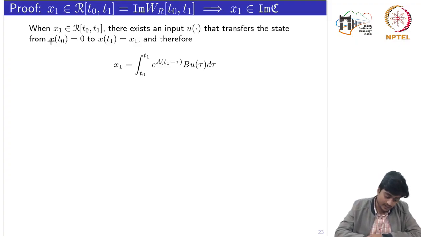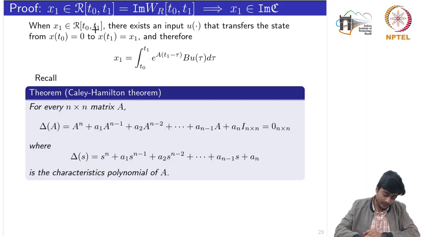So again, starting along the same lines, when x1 belongs to this reachable subspace, there exists some input u that transfers the state from 0 to x1, and therefore x1 is given by this one. This basically comes from the solution of the LTI systems. So we already know that there exists some u.